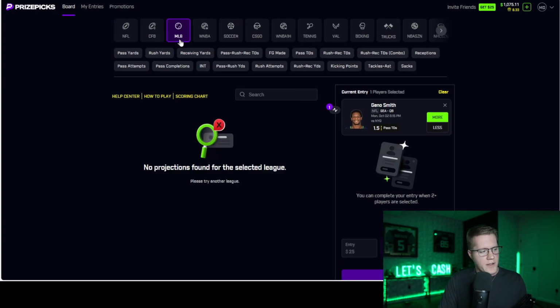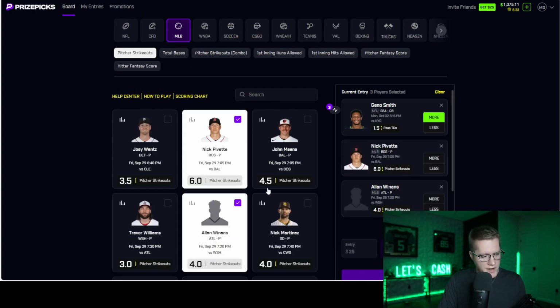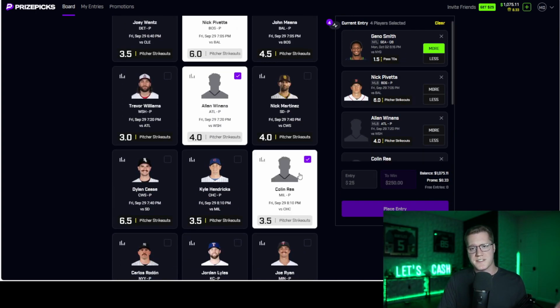So let's go ahead and just run through this real quick. I'm going to pick 6 random props here. We're going to turn this into a 6 flex PrizePicks slip. For anybody who doesn't know what that is, you have to get 6 out of 6 to get 25x your payout. You have to get 5 out of 6 to get 2x payout, and you have to get 4 out of 6 to get 0.4x payout.